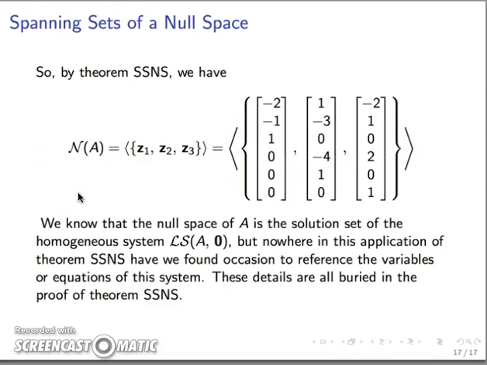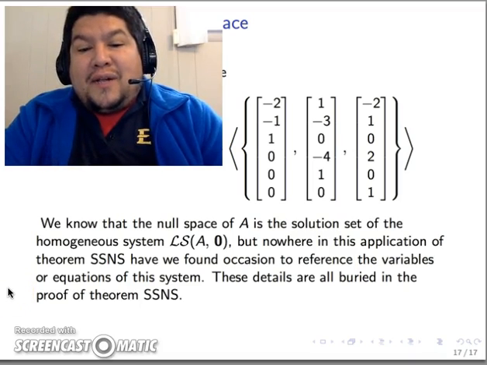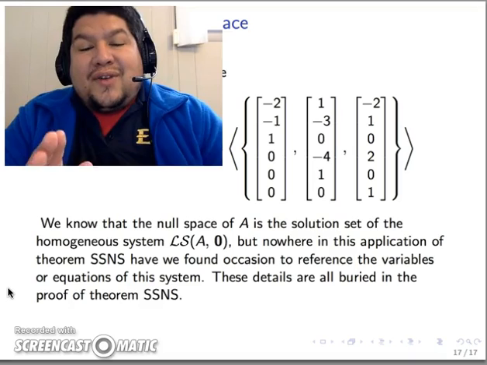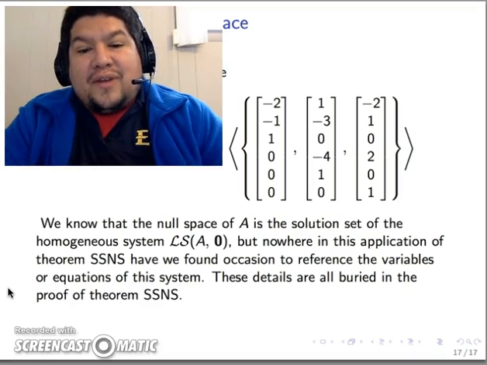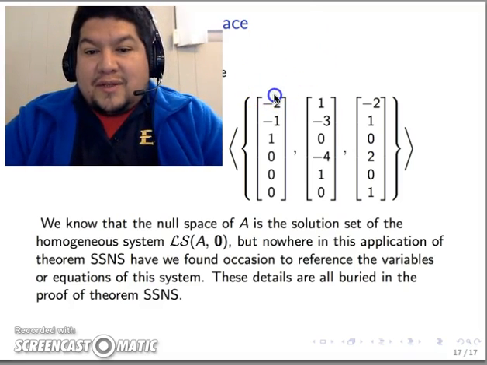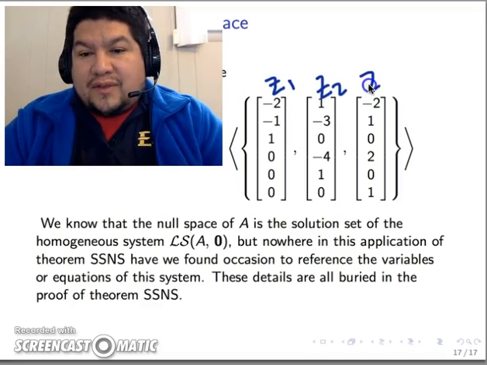So in summary, we can say that the null space of the matrix is the span of this set. And one note is that while we're expressing the null space as the solution set of some homogeneous system of equations, we're directly using this theorem. It's a theorem that allows us to come up with what is the important thing about this illustration: the vector z1, the vector z2, and the vector z3.